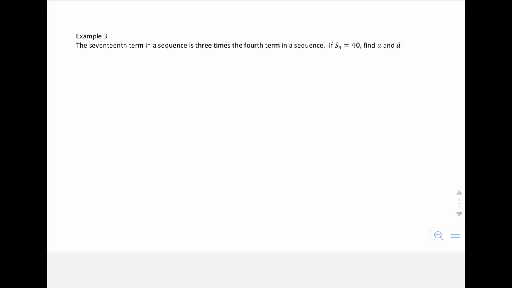In this question here, we're looking at the 17th term of a sequence. We know it's three times the fourth term, and we know that the sum of the first four terms is 40. So it asks us to find A and D.